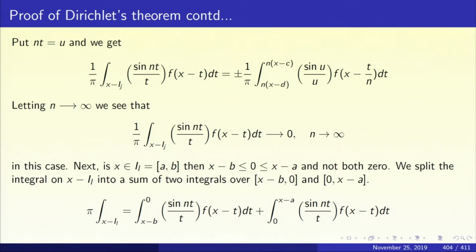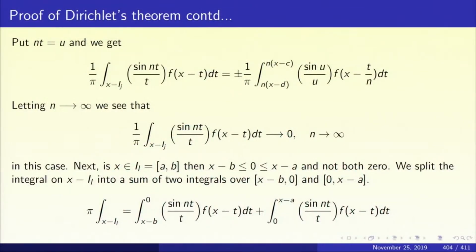Now integral sin u by u is convergent, and x minus c and x minus d are both, say, positive, for example, positive constants. So n times x minus c and n times x minus d are gone far away, and so by Cauchy's criterion this limit must be 0. So this limit is 0. Please think about this if you are not clear about this.